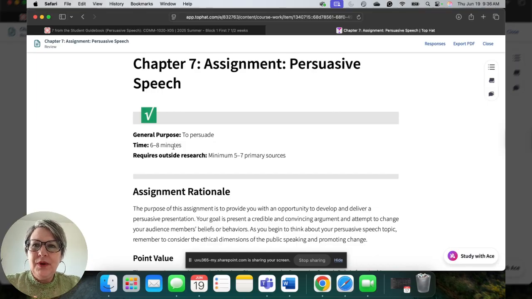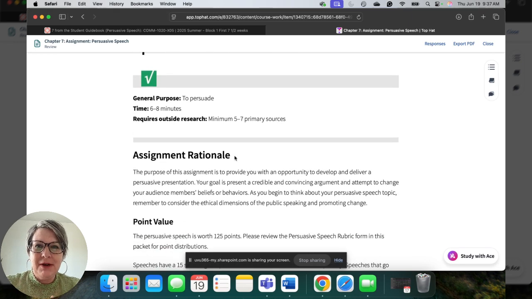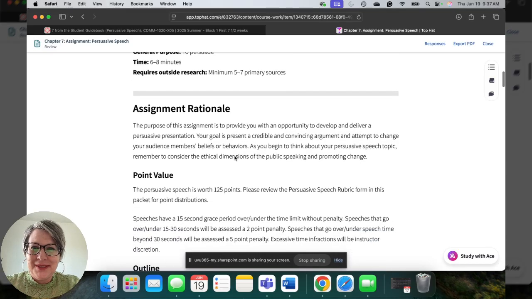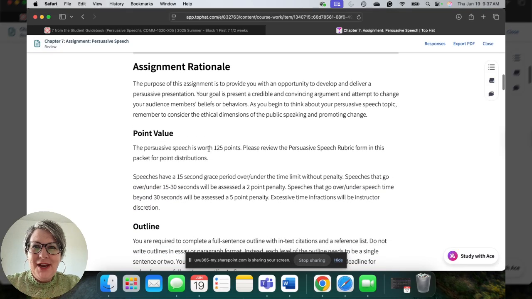Okay, so the time is 6 to 8 minutes. Do your best to stay in that framework, and you need at least 5 to 7 sources. Okay, ideally peer reviewed, credible sources. If you have a question about a source or you're picking a very bizarre topic, let me know. And because I want to work with you on sources, that's why. Now, this one is worth the most points of all the speeches you've done. It's worth 125 points. Okay.